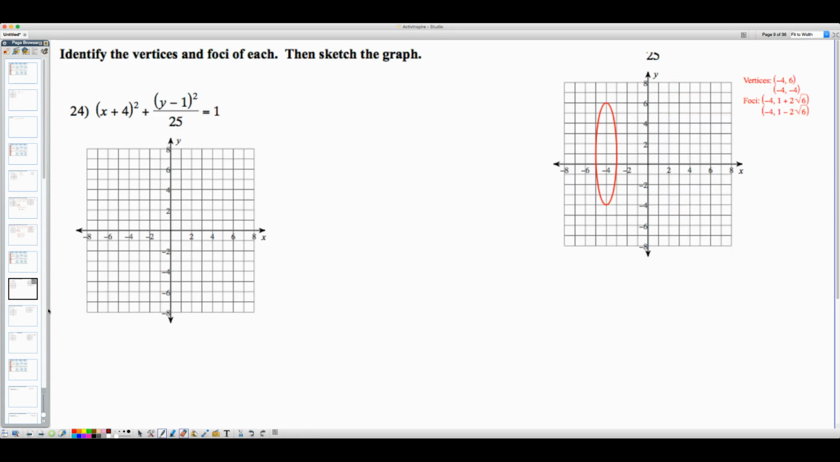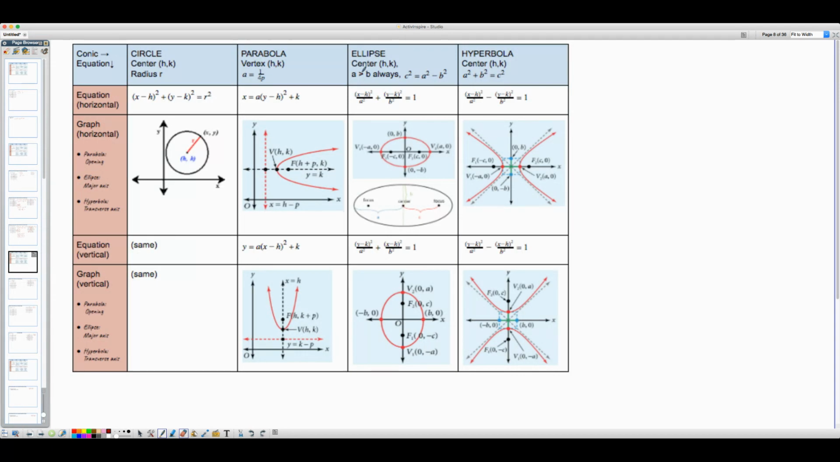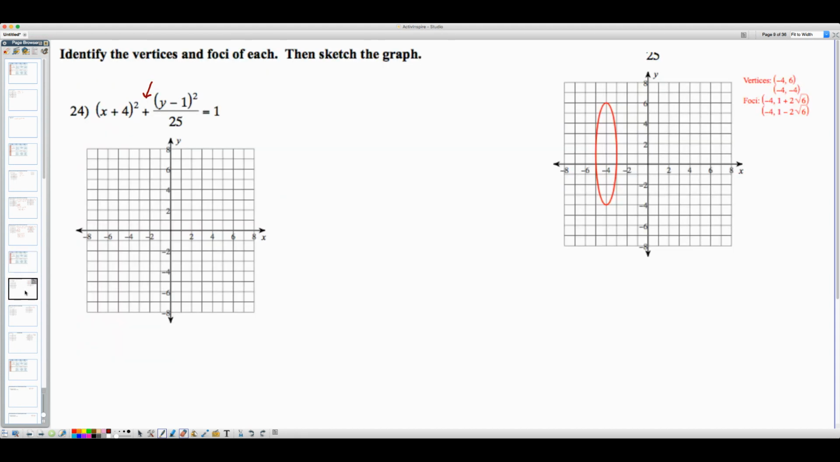Identify the vertices and foci of each and then sketch the graph. This is going to be an ellipse. I've got a positive number here. First of all, this number is larger than the other two. In the ellipse, the a is always larger than the b, and since it's below the y, I know that this is going to be a vertical orientation, and my a value will be 5.